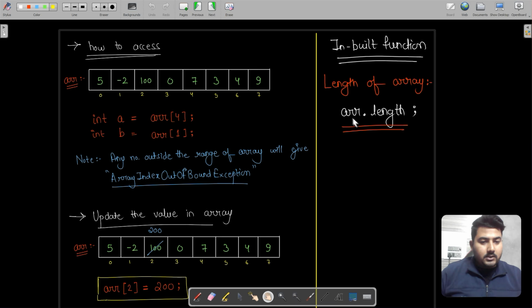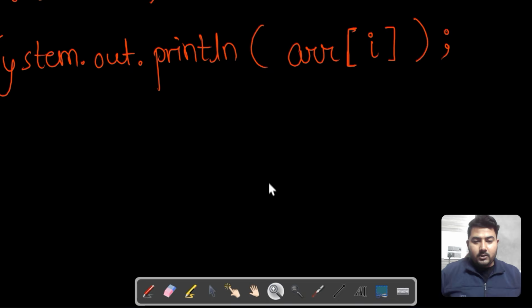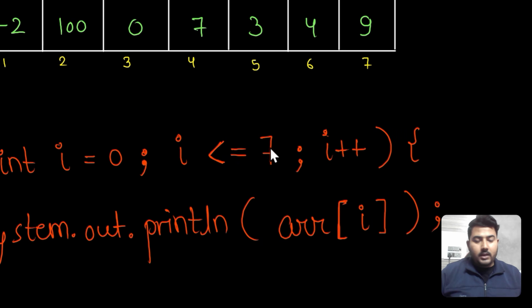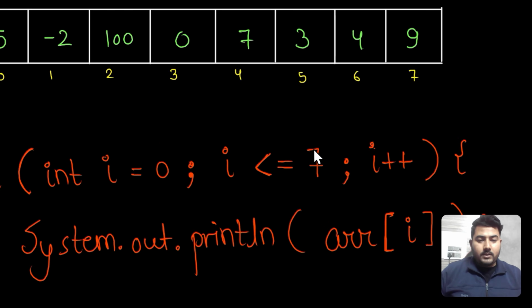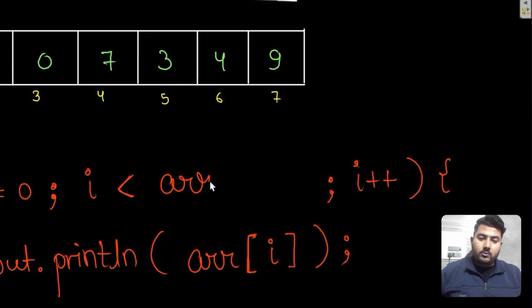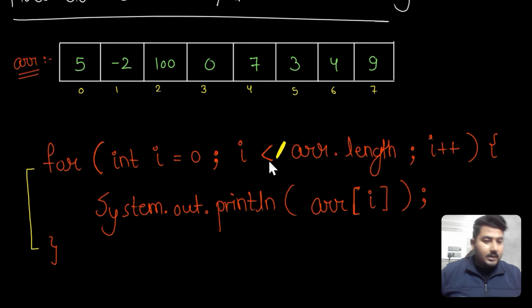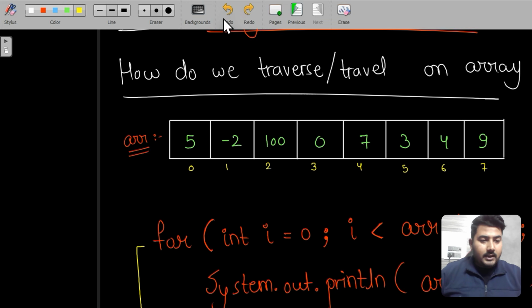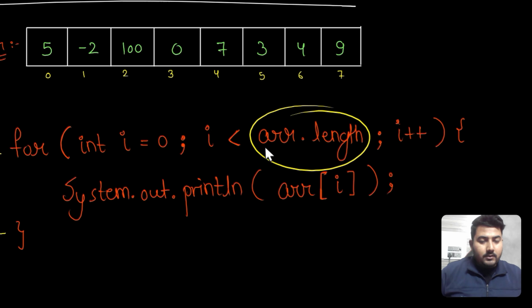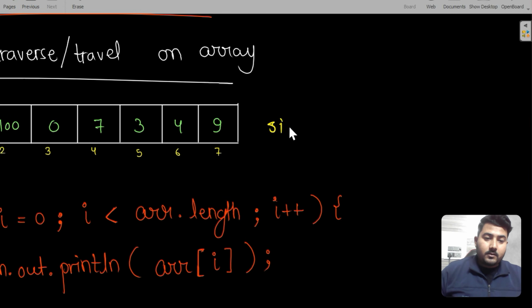How do we find the length of the array? Using this inbuilt function, arr.length. So what we can do is, instead of putting any hard-coded number anywhere, we would always like to mention the inbuilt function, which is going to be arr.length. And if you can note here, I have removed the equal to from here. Previously equal to was there, which I have removed. Why is that? Because arr.length will give you the size of the array, which is going to be 8 only.